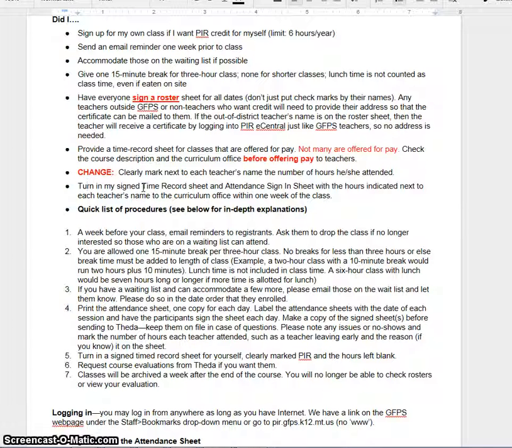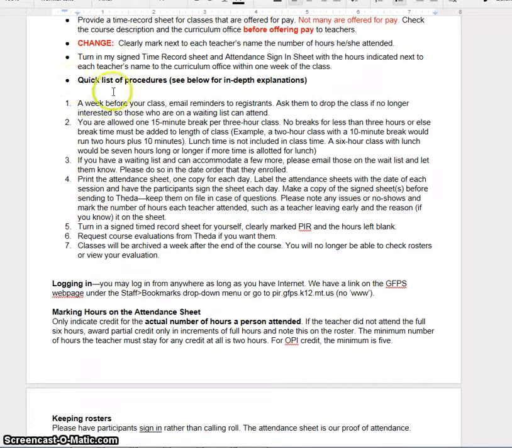Any time we have a delay in those, or if something's not done appropriately, it will delay a number of different things that need to be in place. And here's a quick list of procedures for more in-depth explanations. Again, if you're sending out your email reminder, in that email ask them to drop the class if they're no longer available. That makes spots available for the people on the waiting list.